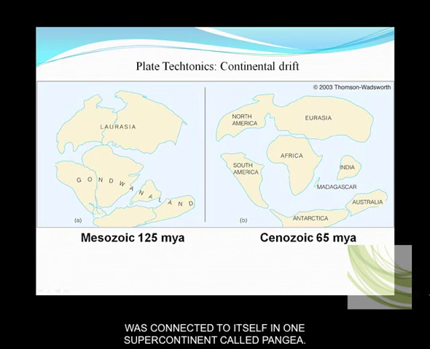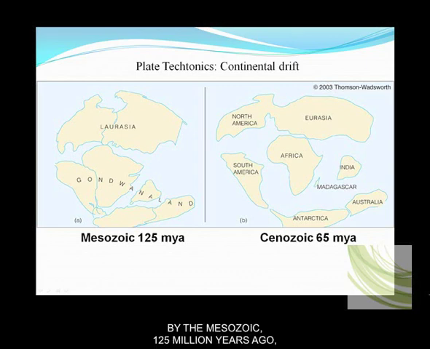Millions of years ago, all the land on the Earth was connected to itself in one supercontinent called Pangaea. By the Mesozoic, 125 million years ago, it had split into two continents called Laurasia and Gondwanaland. By the Cenozoic, at 65 million years ago, we start to see the continents more similarly to the way that we see them today. We see South America, North America, but it's still attached to Eurasia, Africa, Antarctica, and Australia. India has not yet connected with Asia.